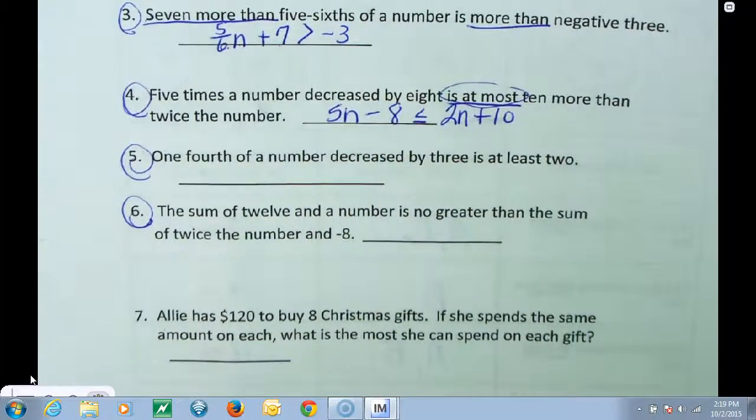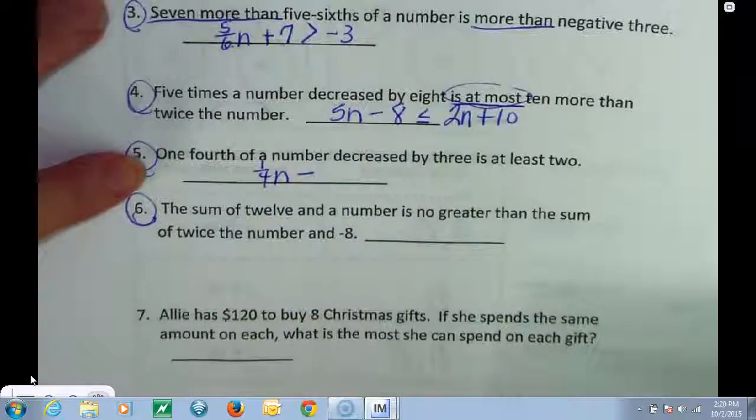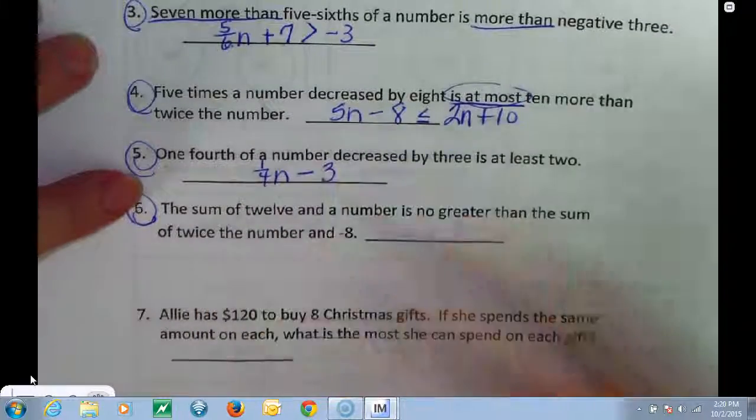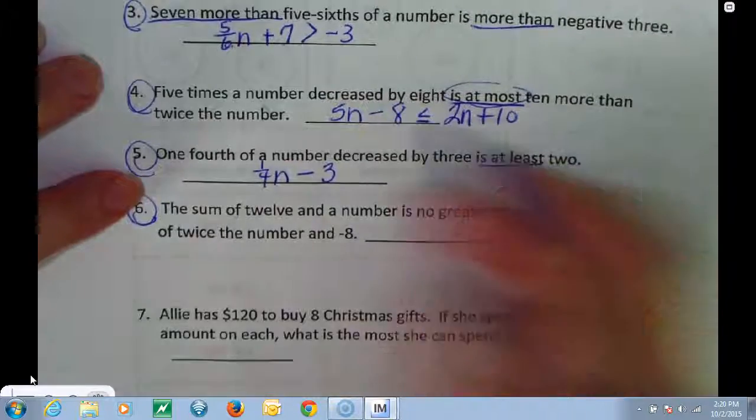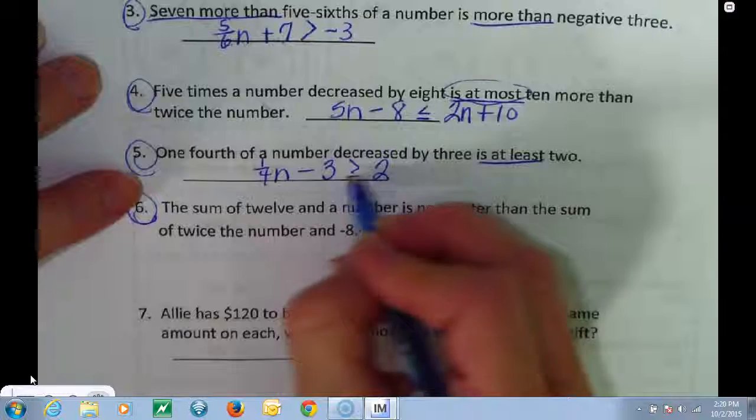Okay, number 5. 1/4 of a number decreased by 3 is at least 2, greater than or equal to.